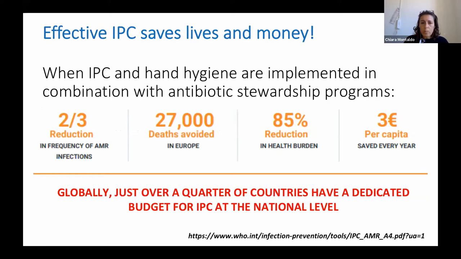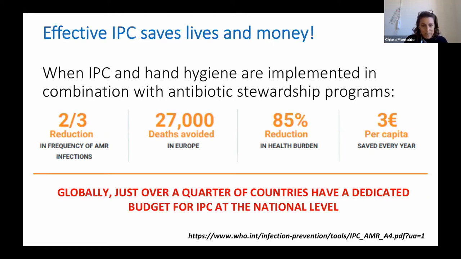And these are some data from Europe, which can be a good example to motivate people to implement a good IPC. So when a good IPC, and especially hand hygiene, which is a very simple procedure, are implemented well in combination with the antibiotic stewardship program, a reduction of 2/3 in the frequency of antimicrobial resistant infections has been seen, with 27,000 deaths avoided in Europe in 1 year, 85% reduction in health burden, saving €3 per capita each year, which is huge at the end. So it's really a very effective way to reduce morbidity, mortality, and also to save money.